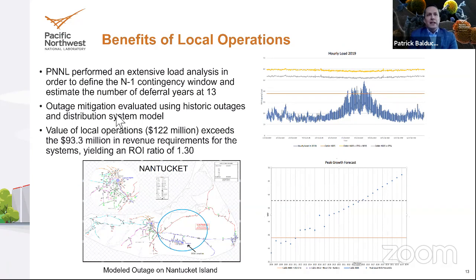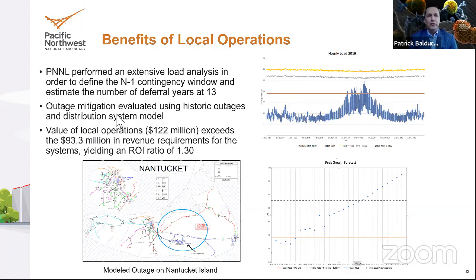So I'm on slide 13 now, and the benefits of local operations are quite significant, enough to pay for the system. Just those benefit streams alone yield a return on investment ratio of 1.3. That's because deferring investment in transmission cable generates $110 million in benefits because you defer the investment for 13 years, and in the denominator is a weighted cost of capital of 6.5%.